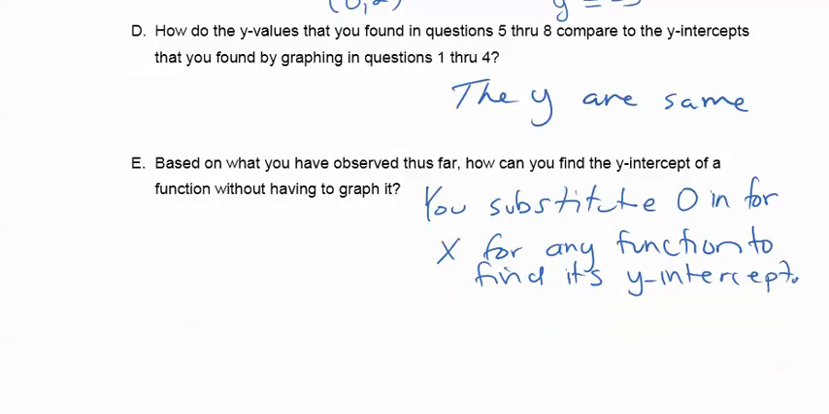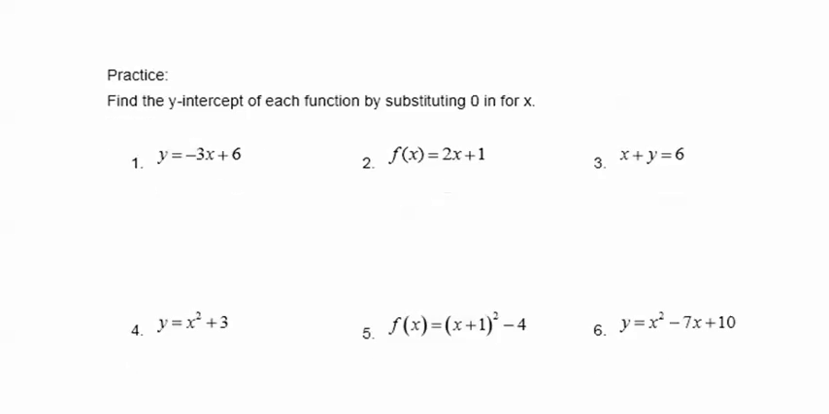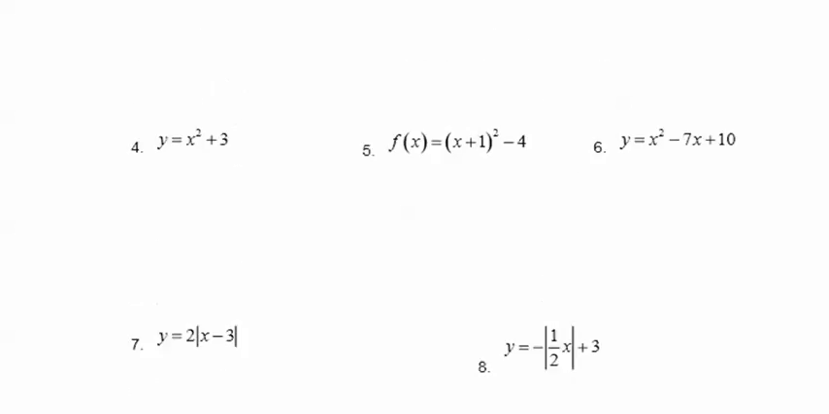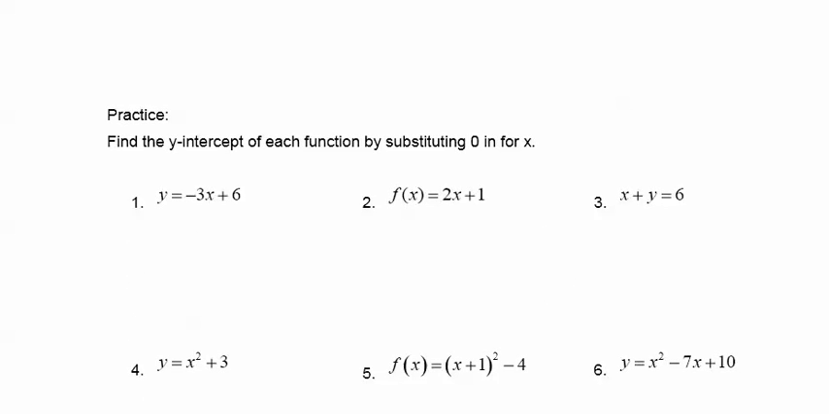Okay, so you guys are going to get some practice with that on the next page. You're going to do questions 1 through 10, right? So I'll do the first one with you. y is equal to negative 3 times 0 plus 6. Well, when I multiply negative 3 times 0, that comes out to be 0. So y is equal to 6. So my y-intercept is (0, 6).